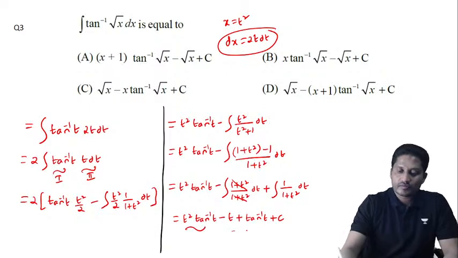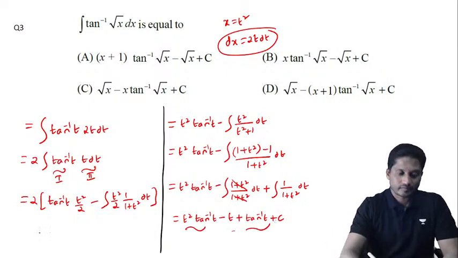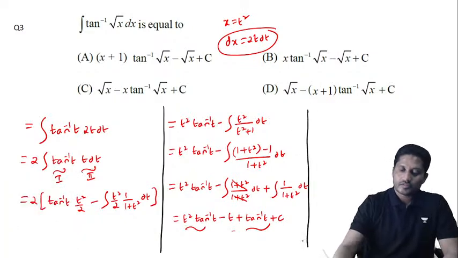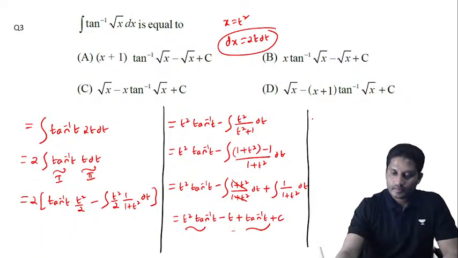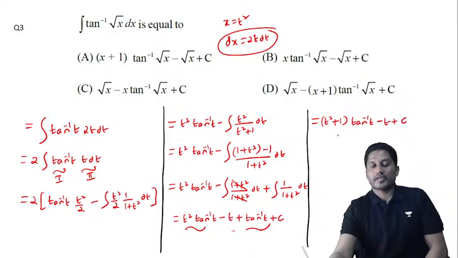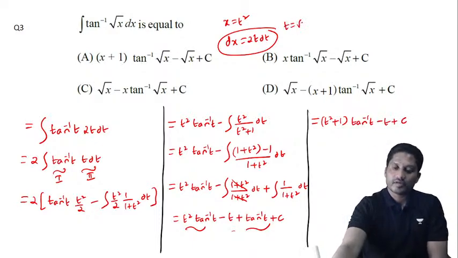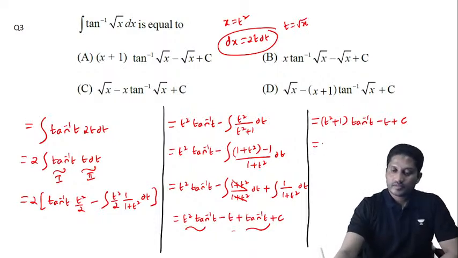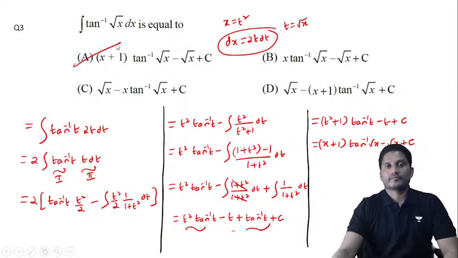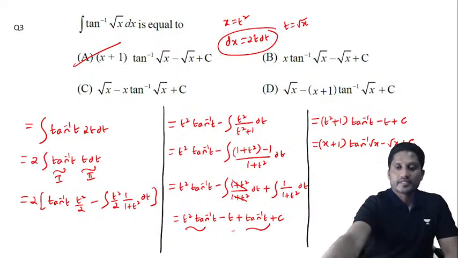Between these two, I'll take tan inverse of t common. So this becomes t square plus 1 into tan inverse of t minus t plus c. Substitute the value of t: x is equal to t square, right? T is equal to root x. So this becomes x plus 1 into tan inverse of root x minus root x, plus c. Right, the answer is option A. Let's move to the next question.